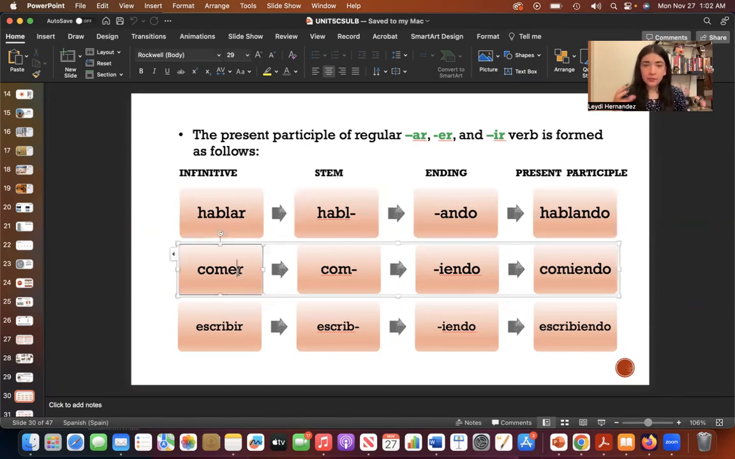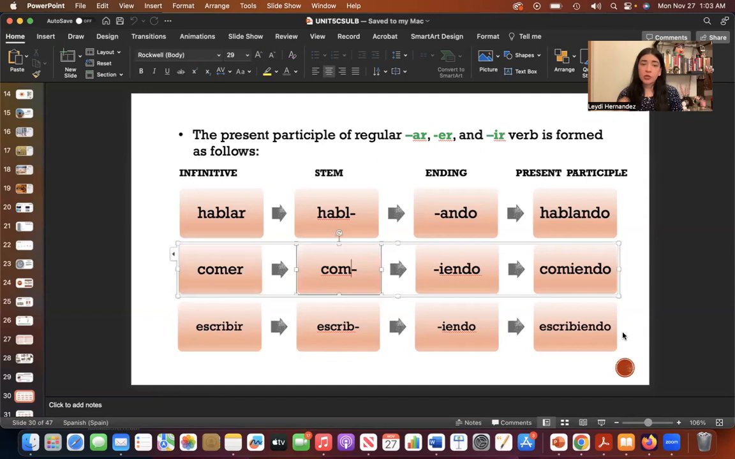And then we have comer, which is to eat. Comer is an ER verb. It ends in ER. We drop the ending. We have the stem, com, and then we add iendo, not ando, iendo, I-E-N-D-O. So my present participle will be comiendo. Then we have escribir, which is to write. It ends in IR. After we drop the ending, we have escrib, and then we add iendo, the same as ER. So iendo is for ER and IR verbs. So my present participle for escribir will be escribiendo.